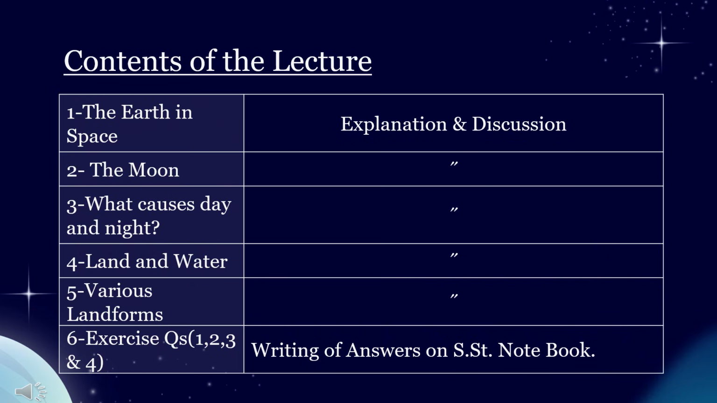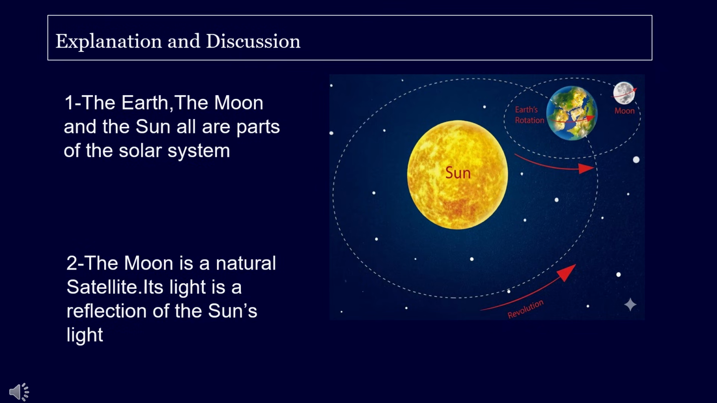It's not just the Sun moving. It's actually us. We will also look at our planet's surface. Specifically the balance between land and water, and the different shapes the land can take, known as landforms. Finally, we'll wrap up by writing down some key exercise questions in your social studies notebooks. Let's start with point number 1.